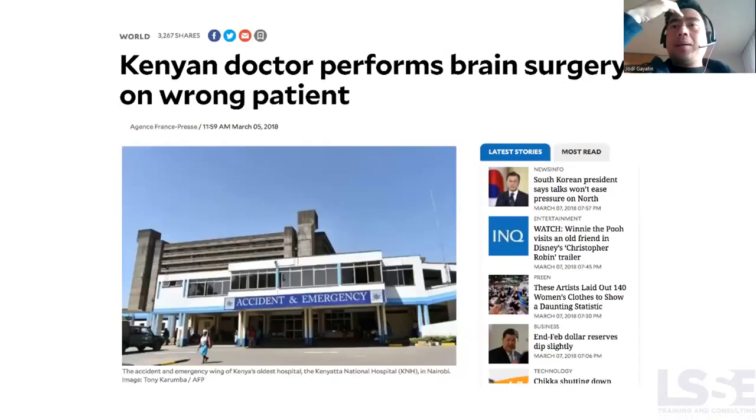Okay, here's another example that I read in the news. I think this was in 2018. A Kenyan doctor performs brain surgery on the wrong patient. And then, oh my God, okay, when I read this news, first thing that came to mind, oh, they could have used a tool in Six Sigma called Poka-Yoke.